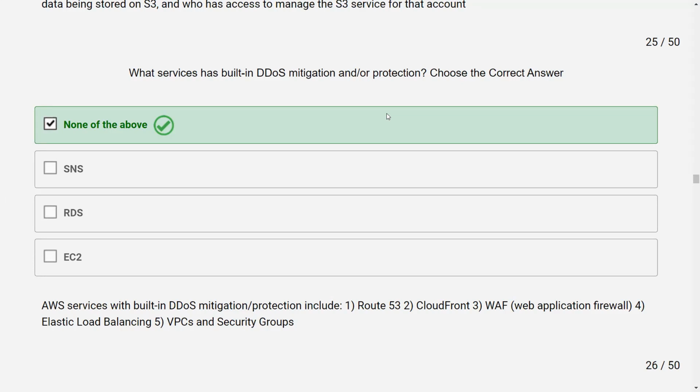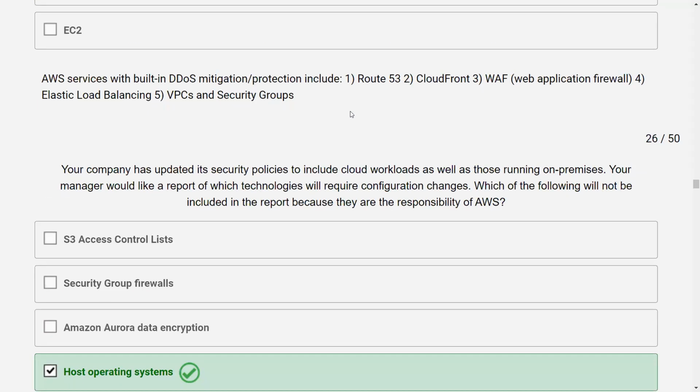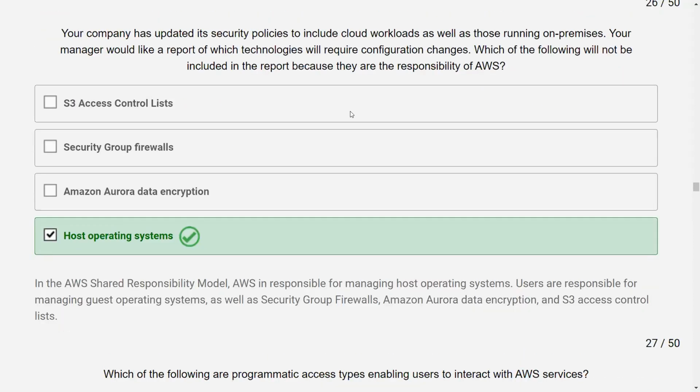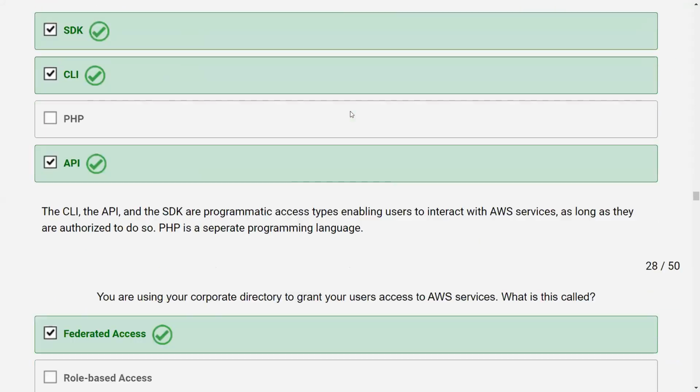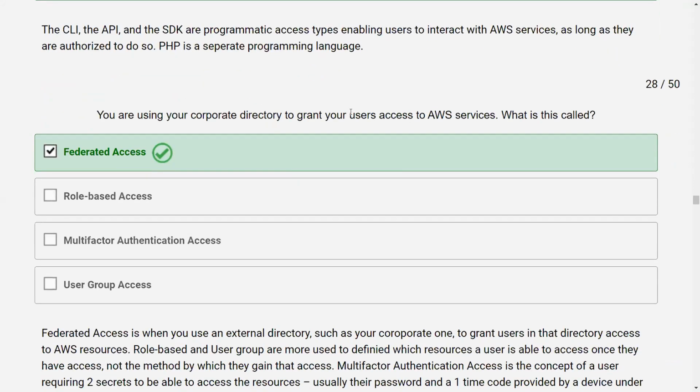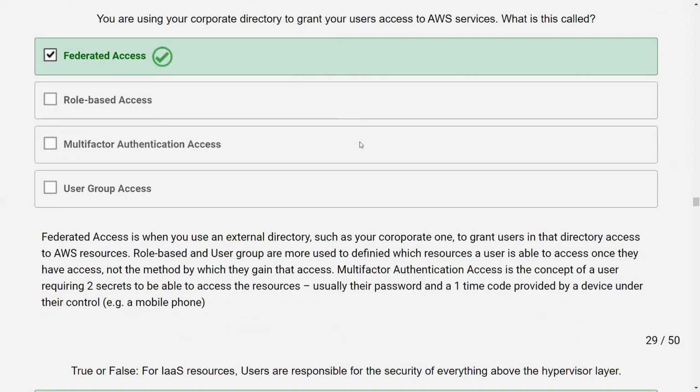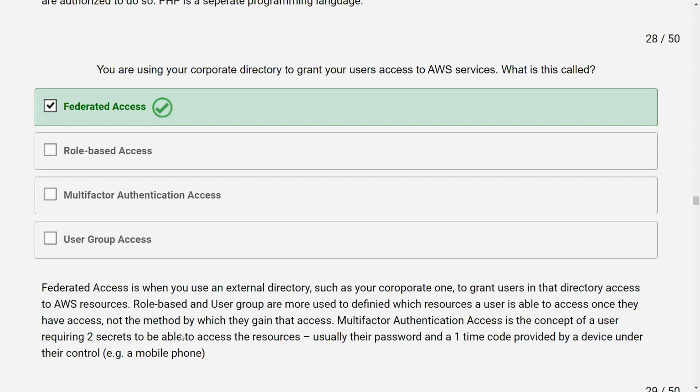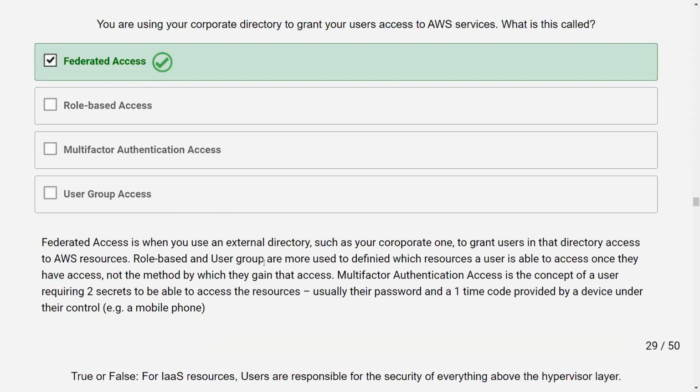Then question 32. No, question 28, safe. Yes, 28. Okan explained that one. So federated access is when you use an external directory, such as your corporate one, to grant users in that directory access to AWS services.